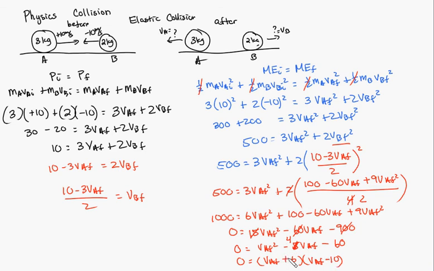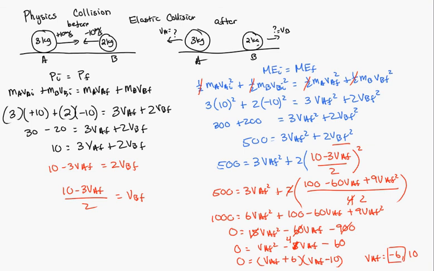So you're left with 2 answers. So VAF, in order to make this true, this has to equal 0. So it'll be negative 6 or positive 10. Now, when you do these problems, you'll have 2 answers. And one of them will always give you the initial. So my initial VAF was positive 10. So that means my final is going to be negative 6.